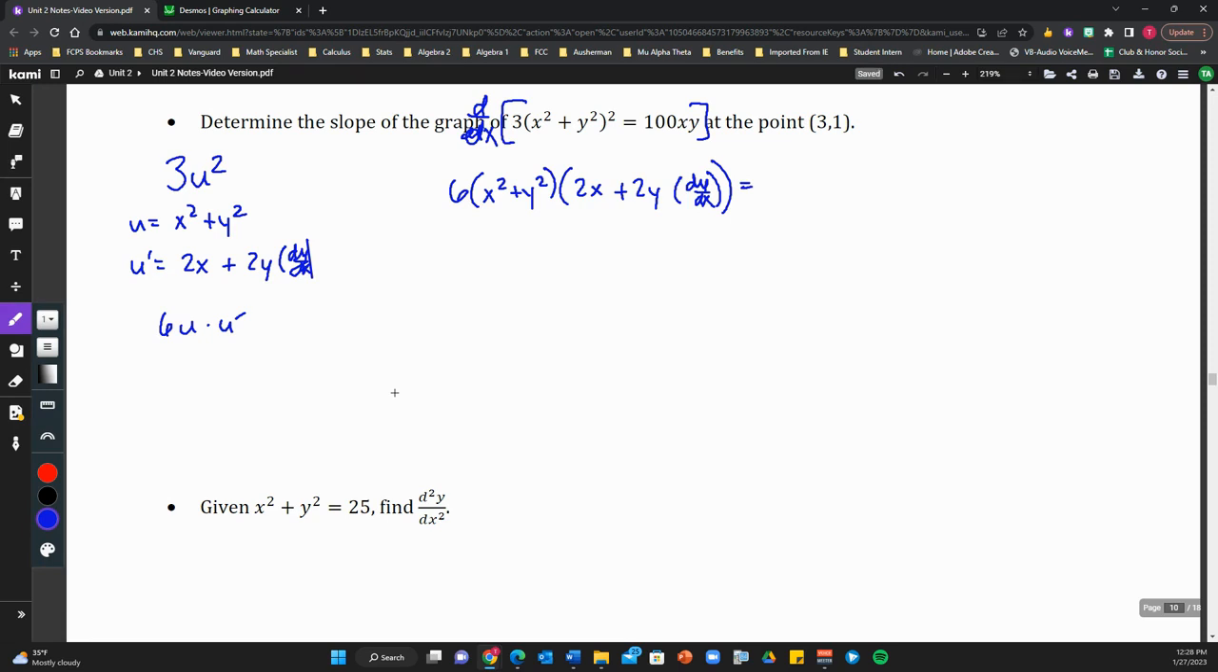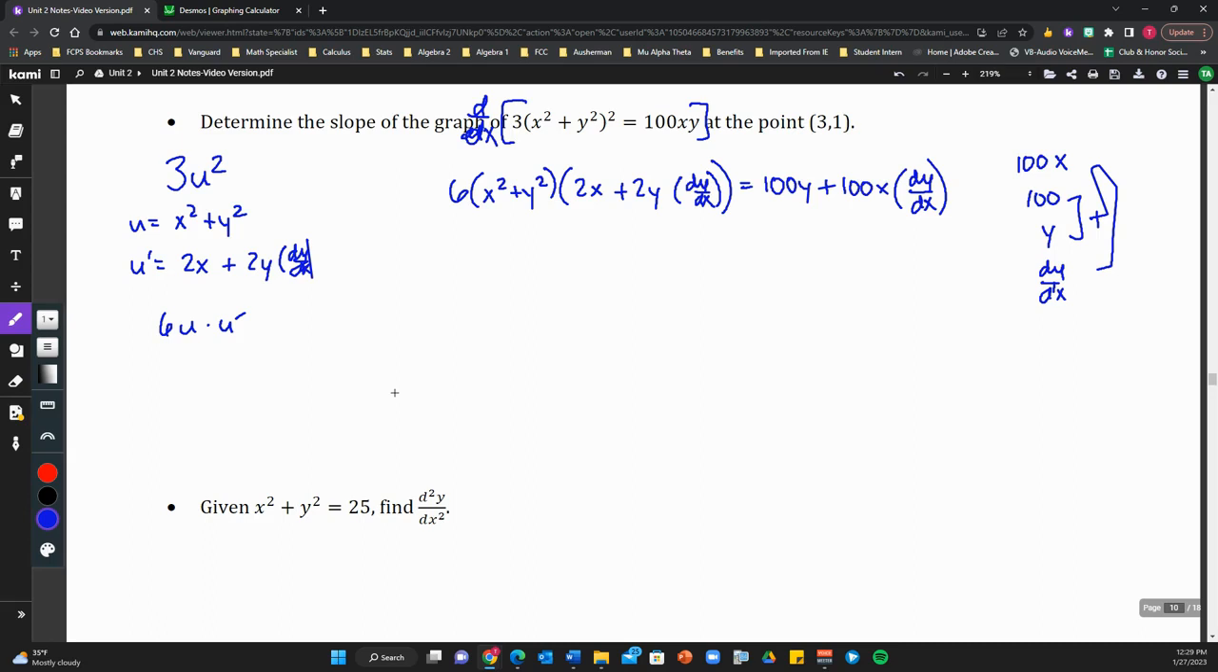On the right side, I have one term as well, 100xy, which is a product. So I'm going to set up a product rule. 100x, its derivative is 100. Y, its derivative is dy/dx. Insides plus outsides. Yuck, that looks really bad. And we'll leave it. Not the end of the world. We end up with 100y plus 100x dy/dx.